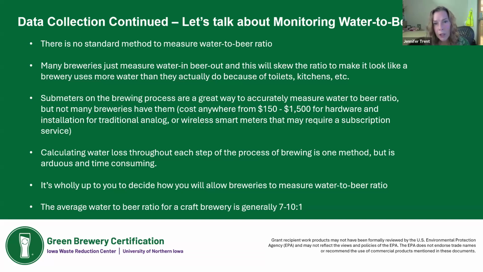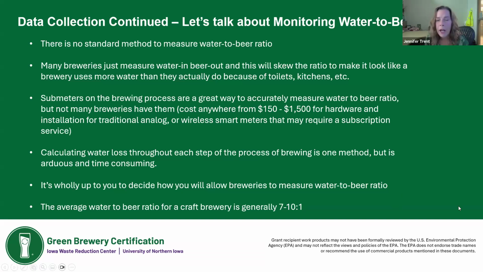Also, right under that is the water to beer ratio. This is a really interesting topic. In the United States, a craft brewery generally uses 7 to 10 barrels of water to 1 barrel of beer, or you can go by gallons or whatever. But this is the average throughout the United States, 7 to 10 barrels per 1 barrel of beer. So we like to know that breweries are monitoring this and that they understand how much water they're actually using, because water is one of the resources most intensely used at breweries, as we all know.